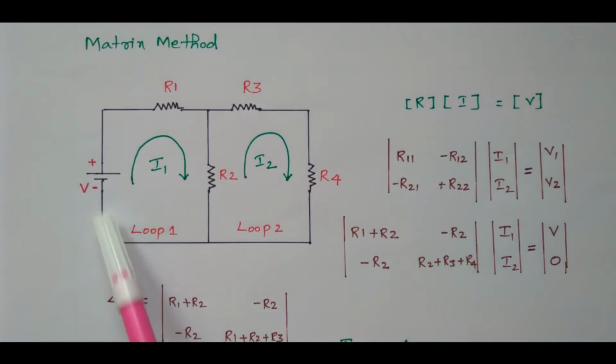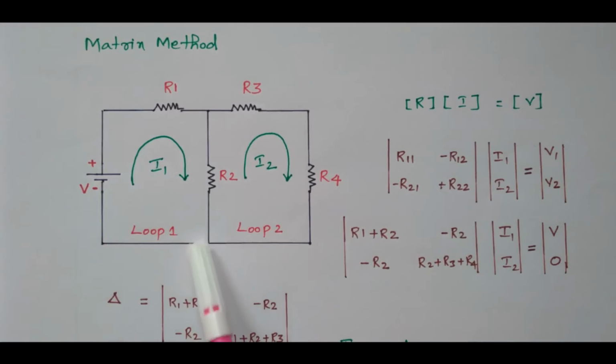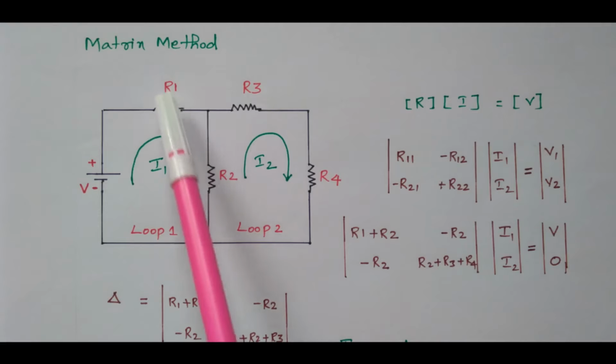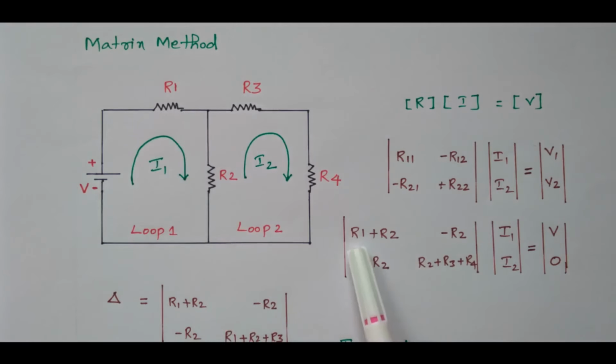What are the resistors available in the first loop? This is the first loop, R1 and R2. This is loop 1. So it is R1 plus R2. R11 is nothing but the sum of resistors available in loop 1. In loop 1, the two resistors available are R1 plus R2.